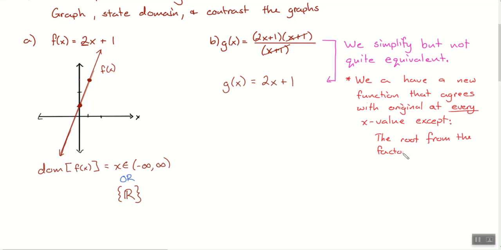Okay, this is very specific language, and I'm going to use this for "divided out." We divided out a single factor, which means we agree at all but 1 point. What if we had 2 factors that divided out? We would have a new function that agrees everywhere except how many points?